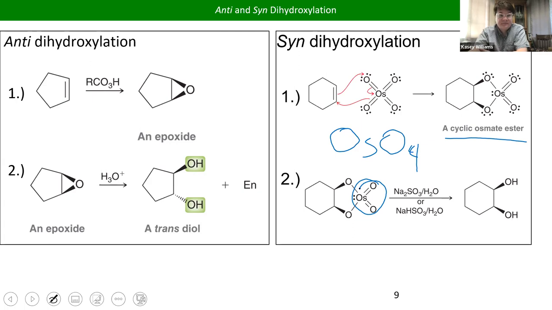So far we don't have a lot of control over anti versus syn. We can control Markovnikov or anti-Markovnikov, but we're kind of stuck with, okay, if we go anti-Markovnikov, it has to be a syn addition. If we go Markovnikov, it has to be anti-addition. This is our first reaction where we have control over whether we go anti or syn. We can preferentially choose one of those isomers.